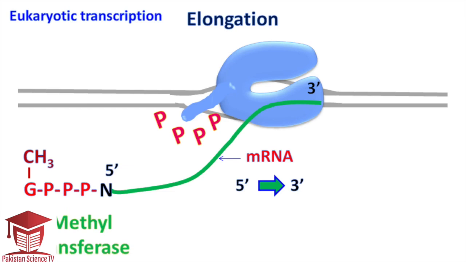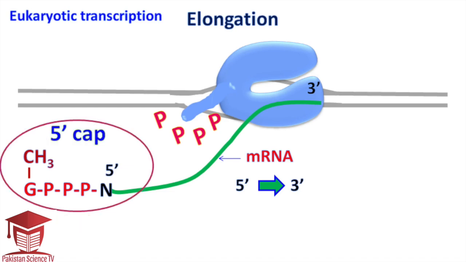This structure is called the 5' cap, and it helps in the recruitment of mRNA on the ribosome for the initiation of translation.